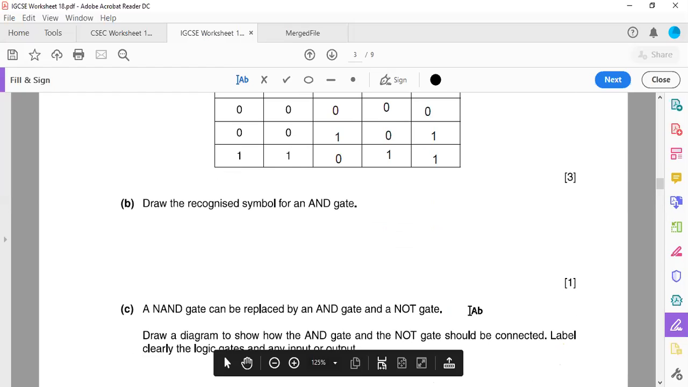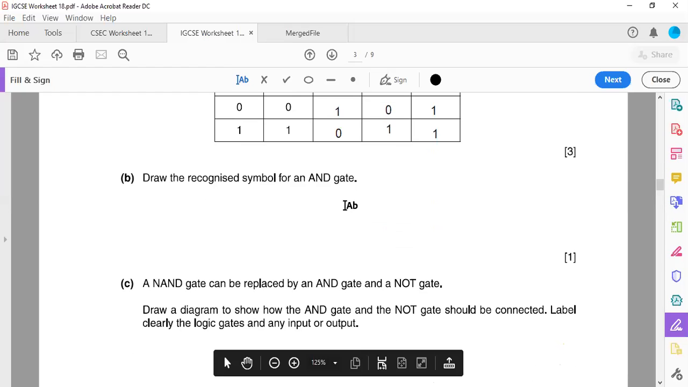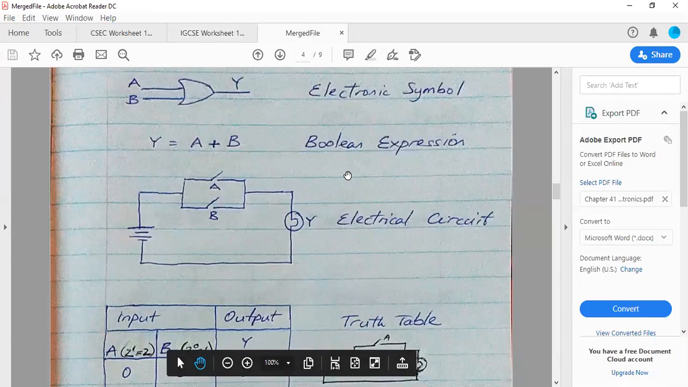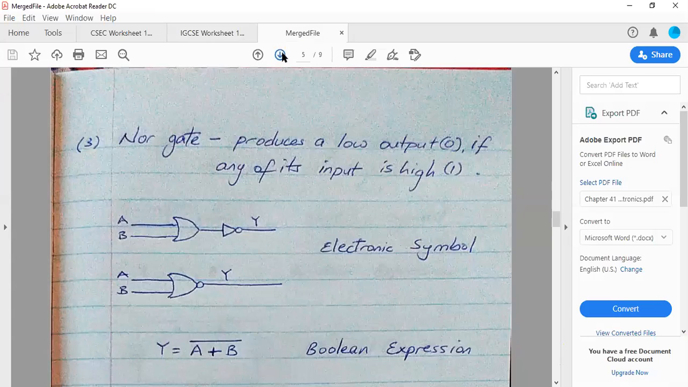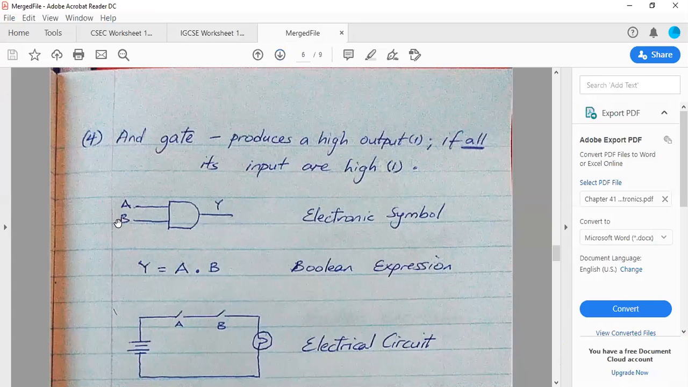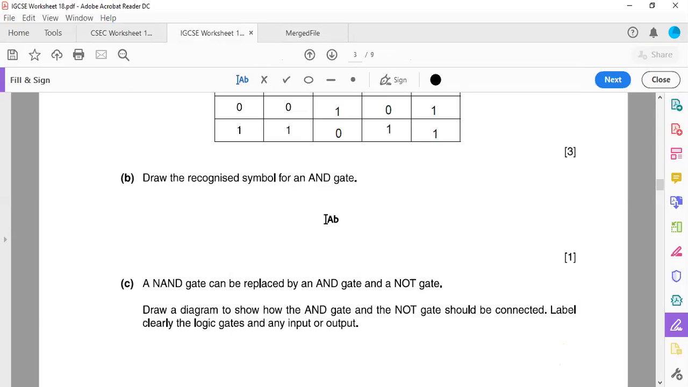Draw a recognized symbol for the AND gate. So we have to draw an AND gate. Your AND gate looks like this. For this diagram here, you put your AND gate in here. So is everybody good so far up till part B, IGC students? How we complete the table and draw the AND gate.